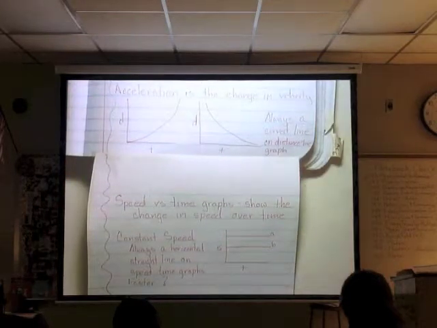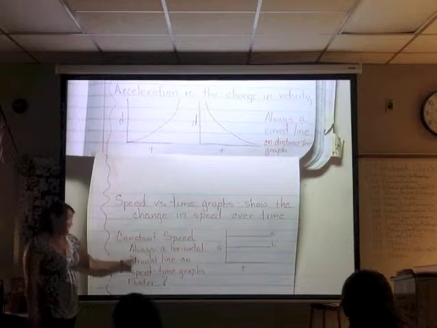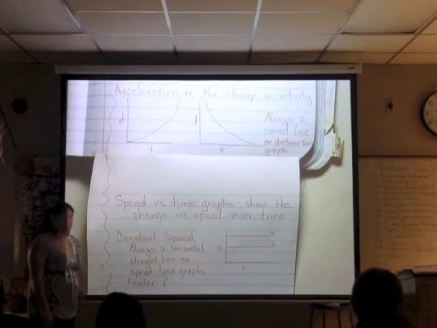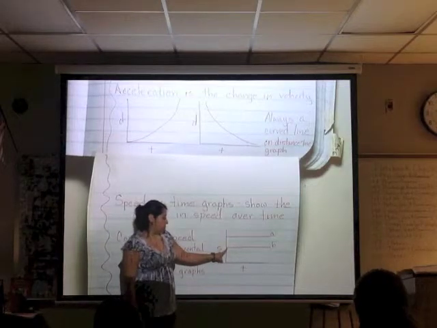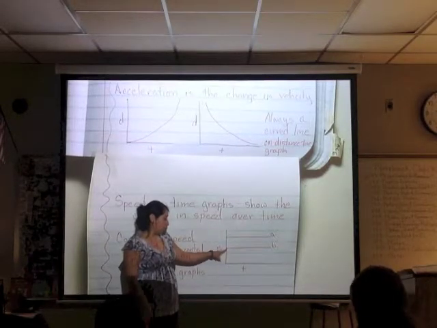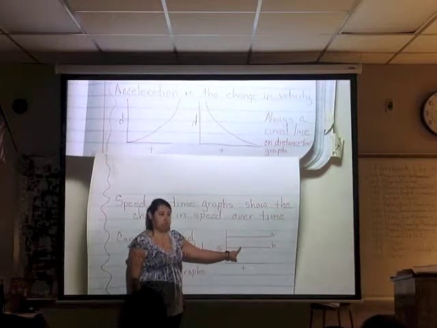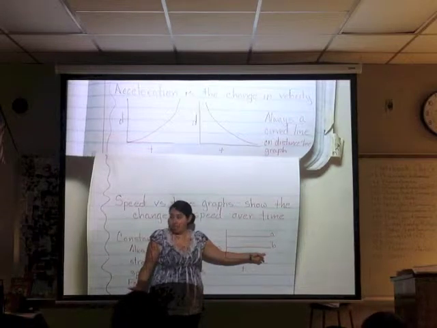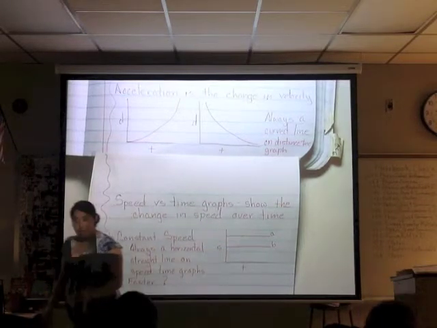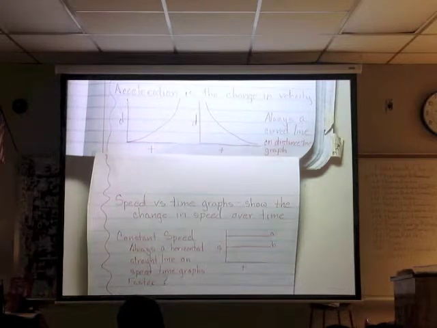So let's look at this. Constant speed is always a horizontal line on a speed time graph. Because think about it. Right here, my speed was, let's say, 5. What's my speed here? 5. What's my speed here? 5. What's my speed here? 5. Isn't that constant? Yes. So, in a speed time graph, a horizontal line is constant speed.